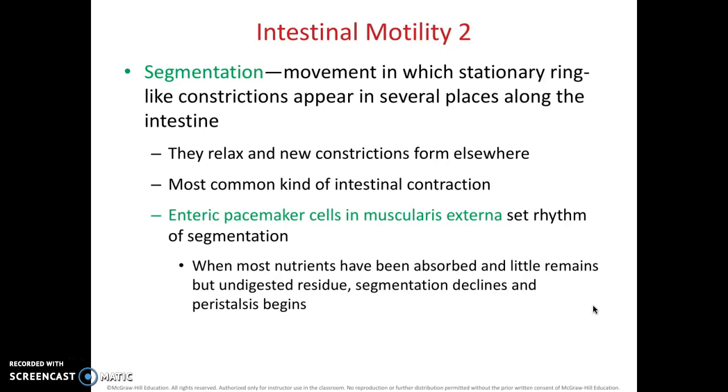So segmentation is how you get segments of food that need to be digested. This is the movement where ring-like constrictions appear in several places along the intestine so that it's segmented off. And the rhythm of this is set by enteric pacemaker cells in the muscularis externa, which is the outermost layer of the small intestine.